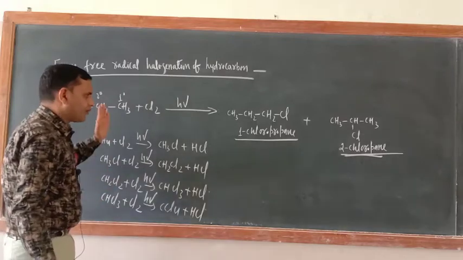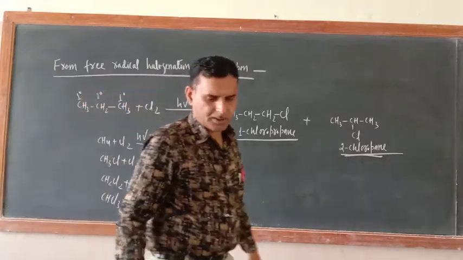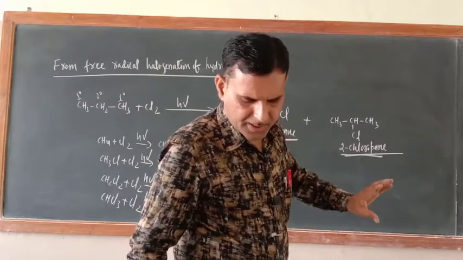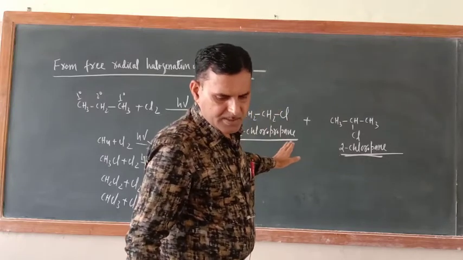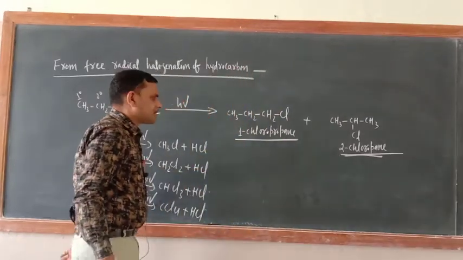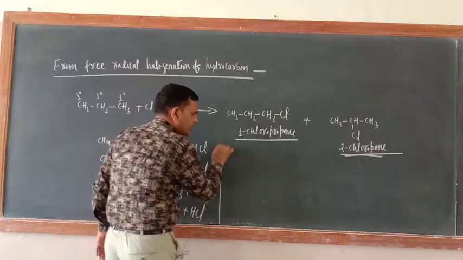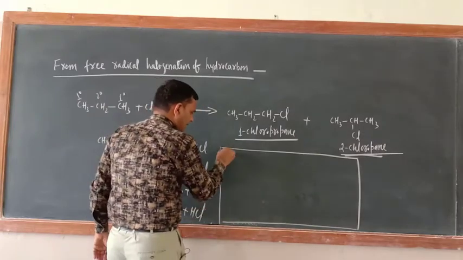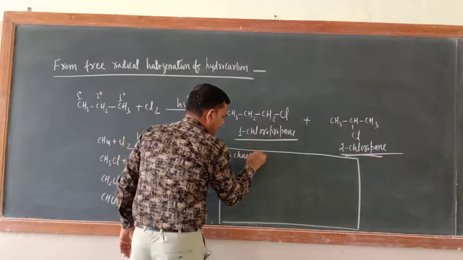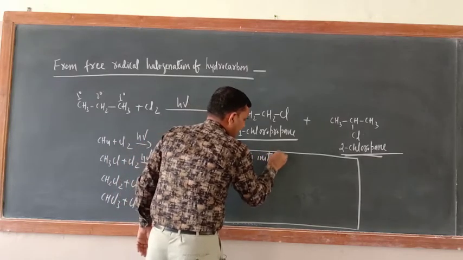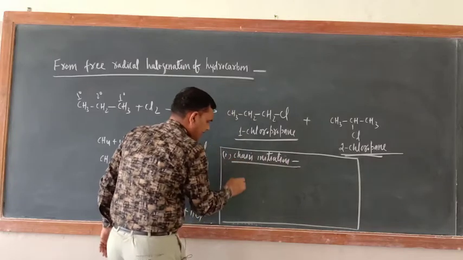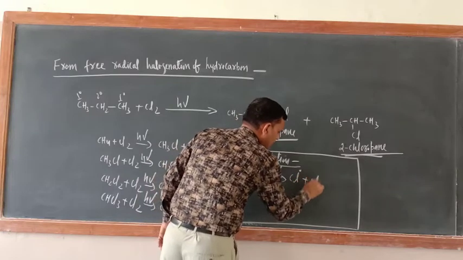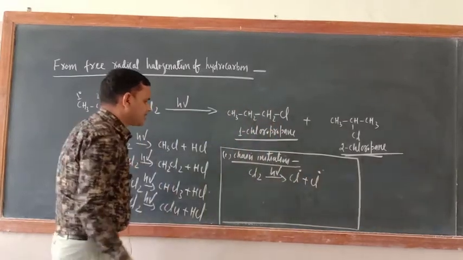If you want to know the mechanism, it can also be taught. Last year you learned the mechanism, how the different steps take place. As far as the free radical mechanism is concerned, it takes place in 3 steps: chain initiation step, chain propagation step and chain termination step. First is the chain initiation step. In the chain initiation step, Cl2 in presence of photon will dissociate into 2 free radicals.